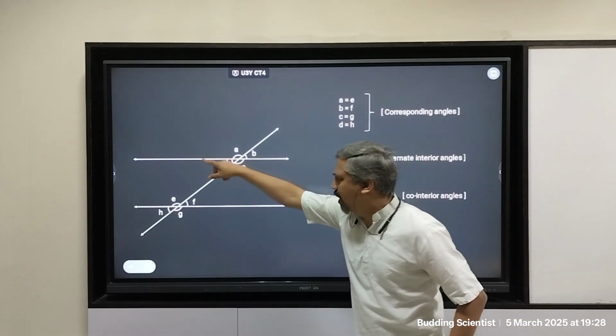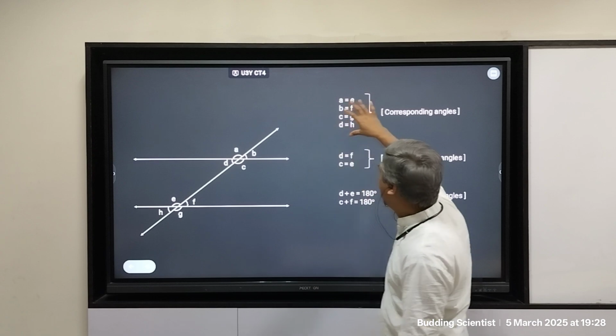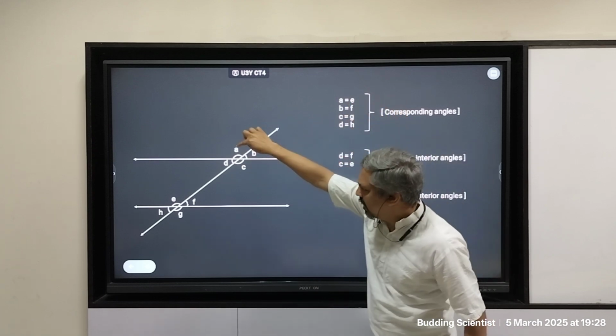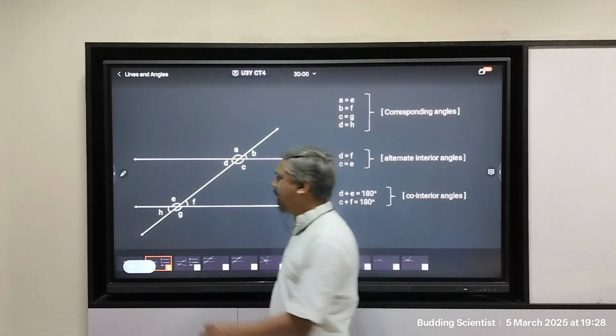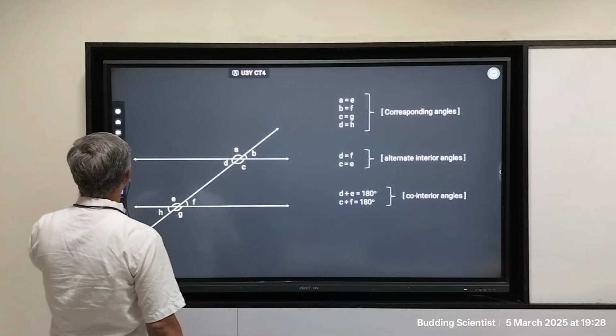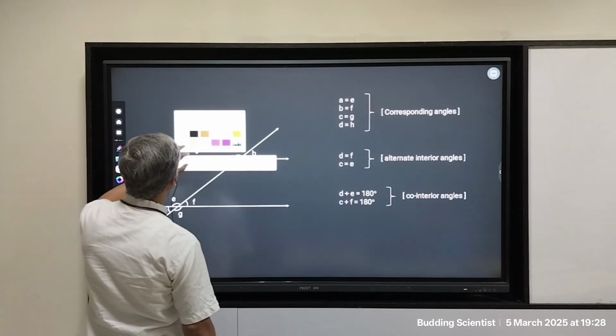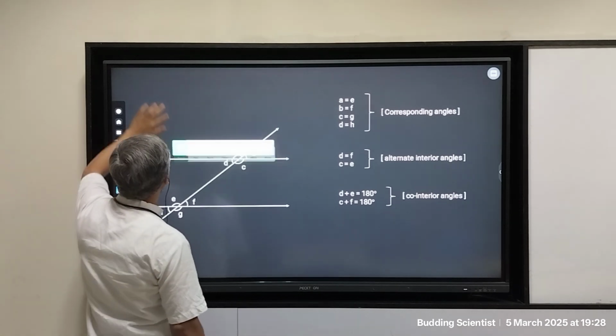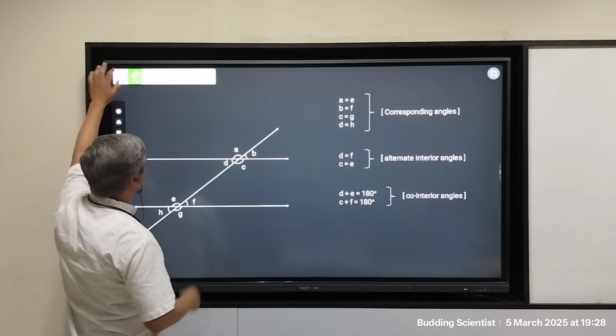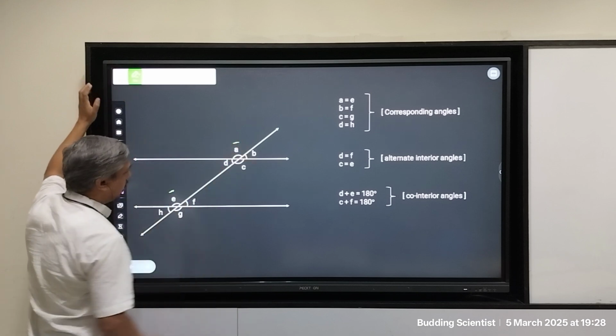So if these two lines, one line and the second line, are parallel lines, then A is equal to E. The corresponding angles are equal. And what are the corresponding angles? The corresponding angles are here. A and E are corresponding angles.